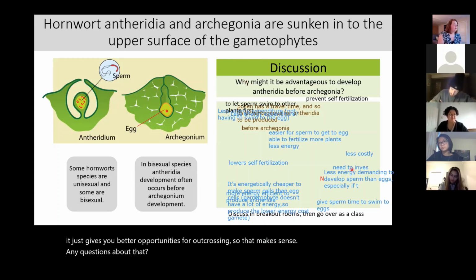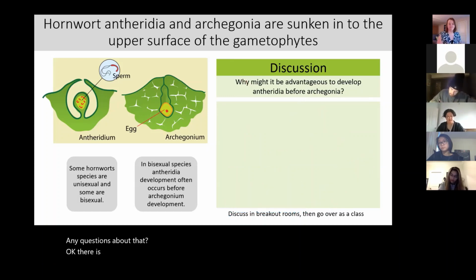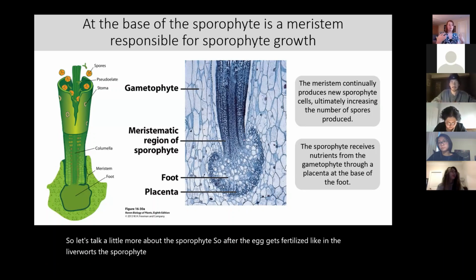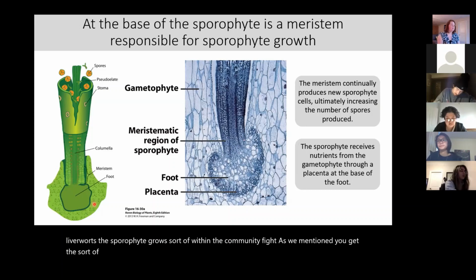Okay, it was a tricky one. So let's talk a little more about the sporophyte. So after the egg gets fertilized, like in the liverworts, the sporophyte grows within the gametophyte. As we mentioned, you get the horn-like structure growing out of the gametophyte.